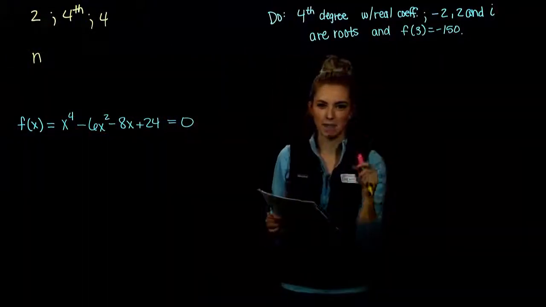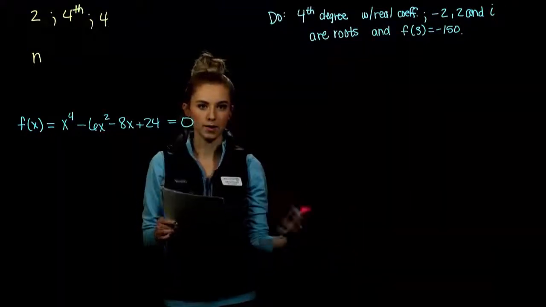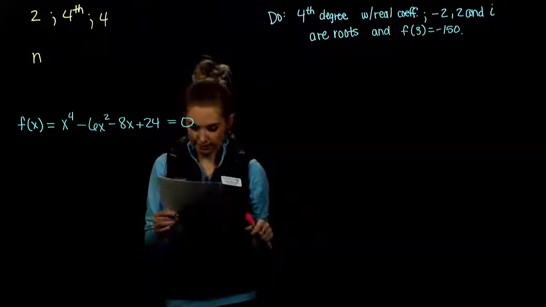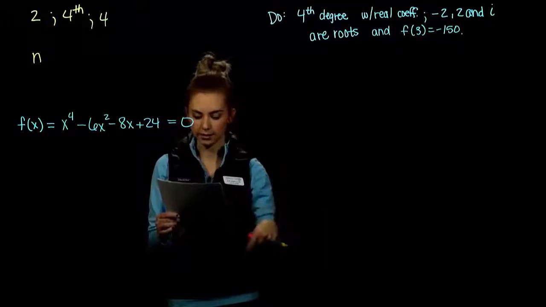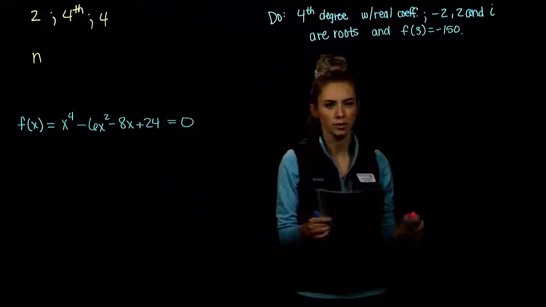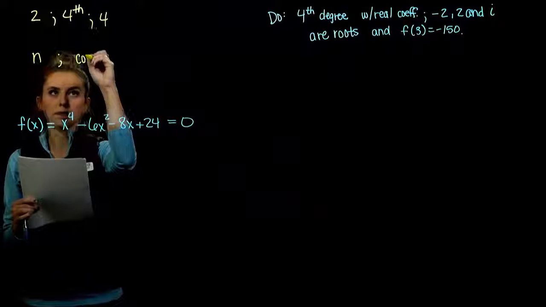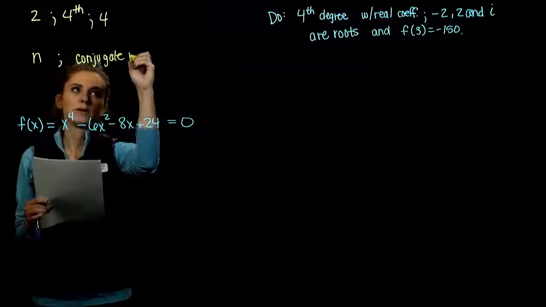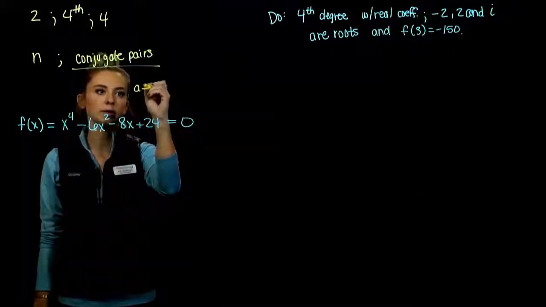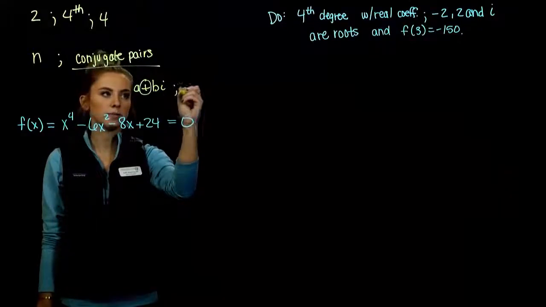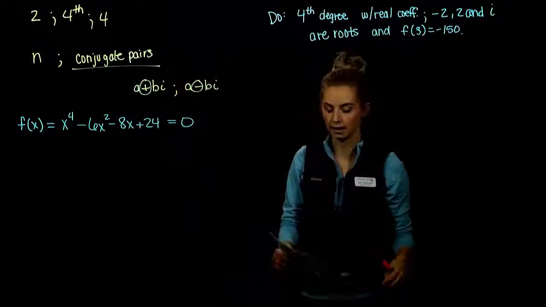And if we have an imaginary root, what happens? If a plus bi is a root, there's also another root, the opposite: a minus bi is also a root. So whenever we solve for those imaginary roots, if they exist, they occur in conjugate pairs. Conjugate pairs, so underline that part. They always come like that. If I've got a plus bi, then my other root is going to have to be a minus bi. Even if it's not specified, they always come in pairs.